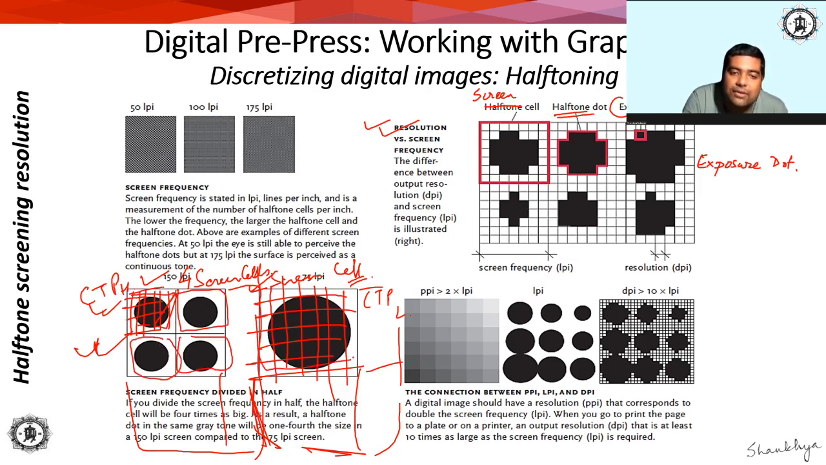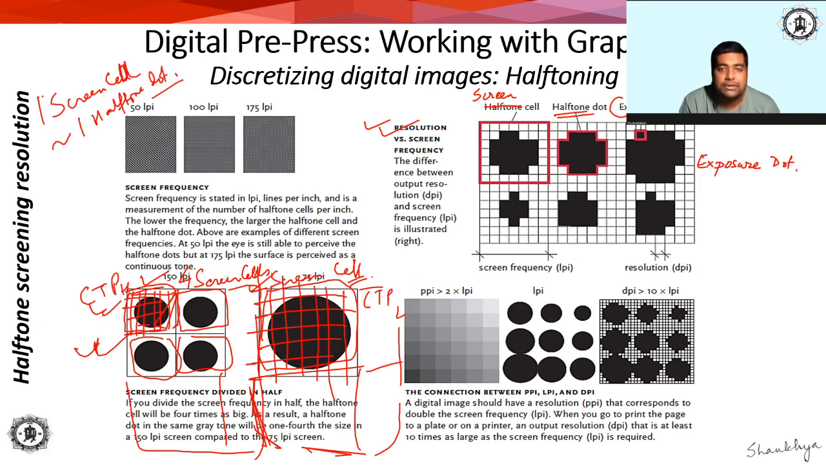See, there was only one screen cell here. Now here, because we are working with a higher resolution CTP, there are four screen cells represented in the same area. That means one screen cell here also corresponds to a single dot. That means, I'm writing it down, one screen cell corresponds to one halftone dot. Keep this in mind. Very important thing.